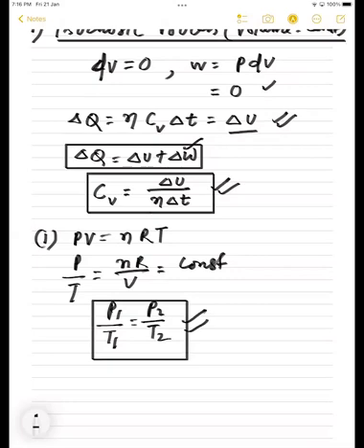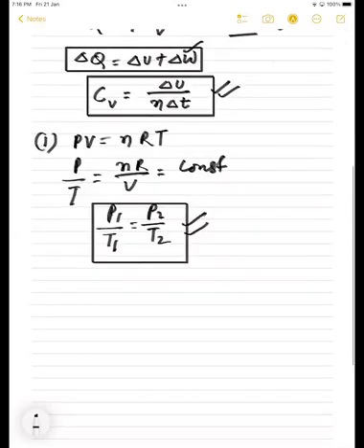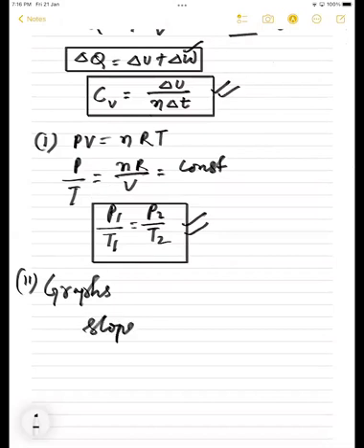Number two, let's talk about graphs, right? On any PV graph, let's say about graphs. So graphs means slope. Slope means P by T. P by T is going to be nR by V. Let's see that graphically. That means what we want to say.